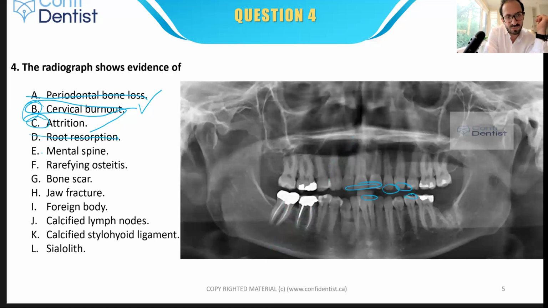There is no root resorption. Mental spine, yes. We had it in the first X-ray. We have it here. Rarefying osteitis, I don't see any. So option G is saying bone scar. What do you think, guys? Do you think this is an example of bone scar? What is bone scar? It's a healing socket. Yes, that's correct. It's a healing socket. But can this be an example of bone scar?